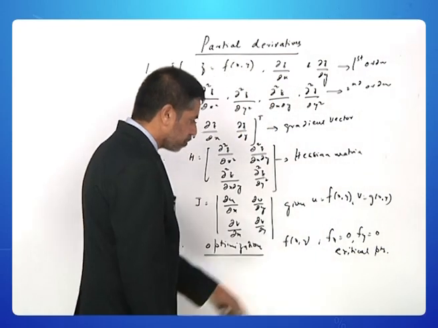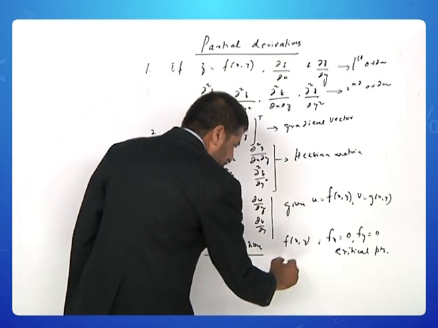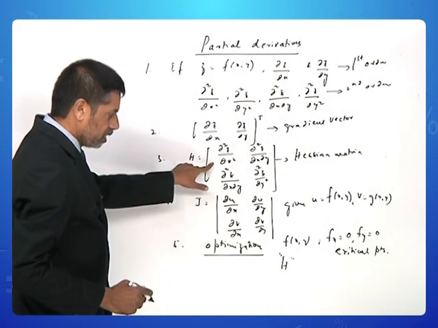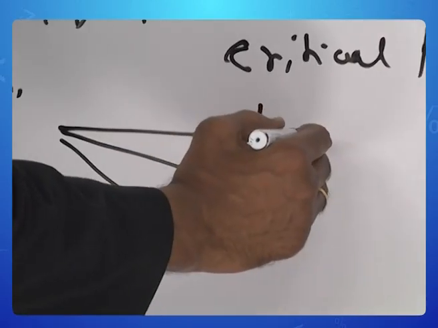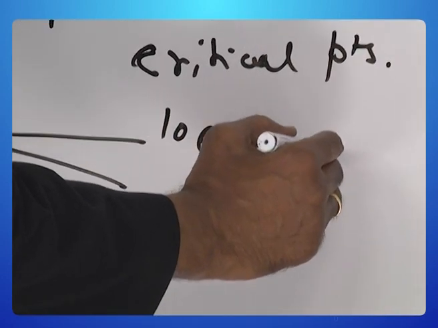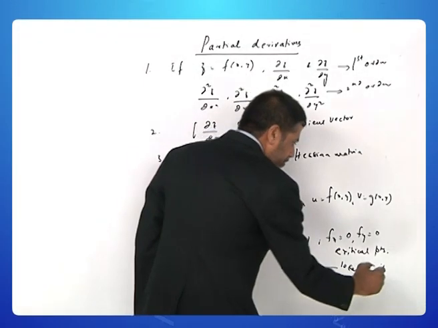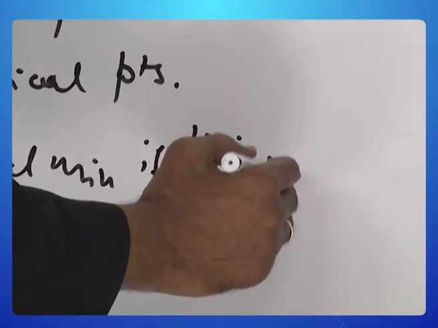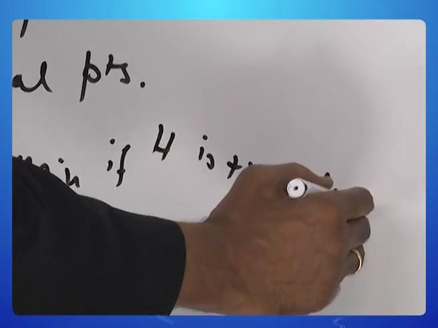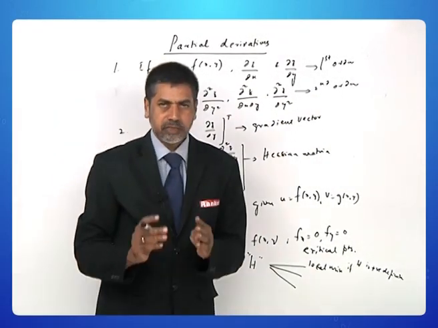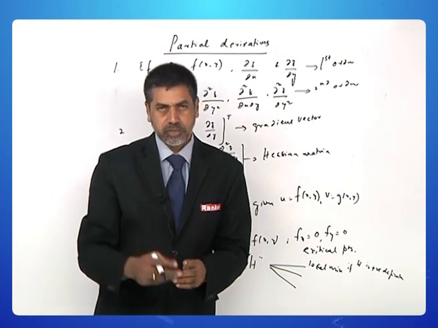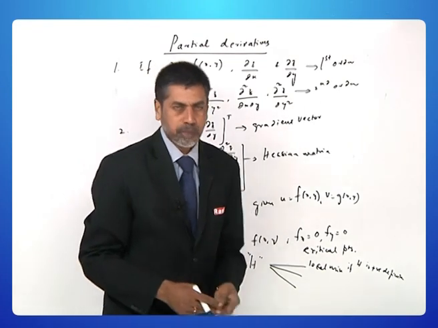Now, once the critical points are obtained, you substitute the critical points in the Hessian matrix H, which has already been defined here. Now here, there are three possibilities. Possibility 1, you will get a local minimum if H is positive definite. So when H is a positive definite matrix, then that critical point is going to return a local minimum.